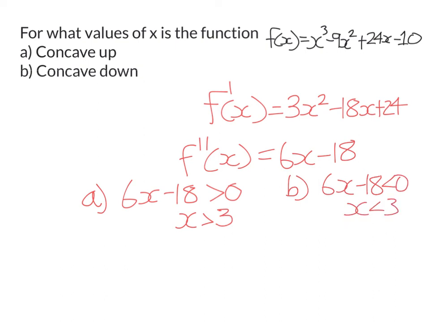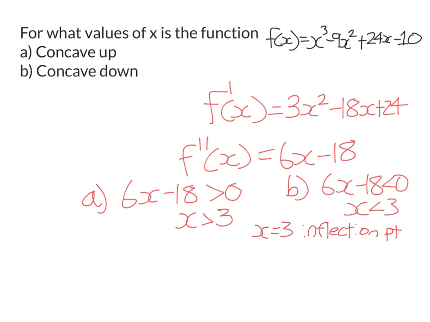So what about when x equals 3? Well, if x equals 3, then the second derivative would equal 0. x equals 3 would actually be an inflection point. So we've figured out without graphing when the curve would be concave up or down.